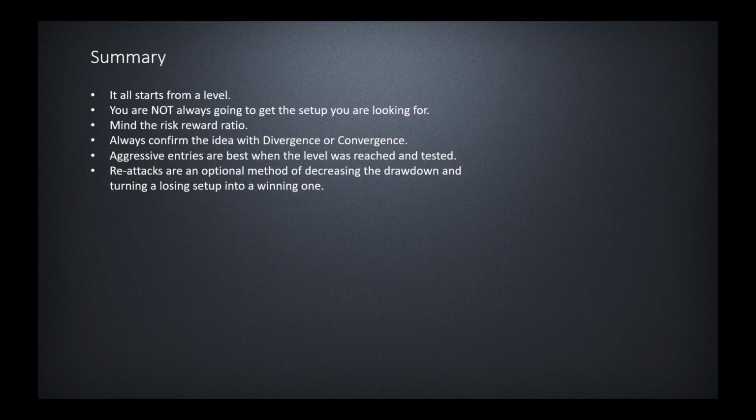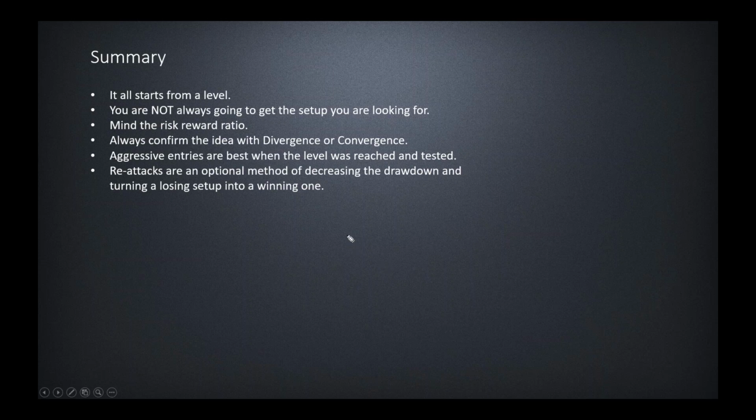Always mind the risk-reward ratio, which means if the price made the move, don't try to catch the last few pips. Okay, if you lose, you're going to ruin your performance, basically. Okay, we must always confirm the idea with divergences or convergences. Always.